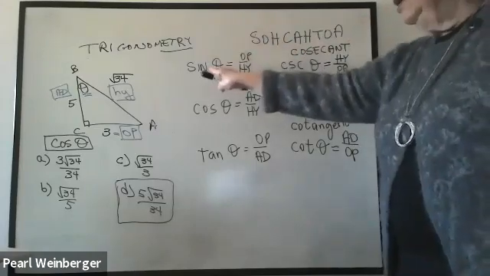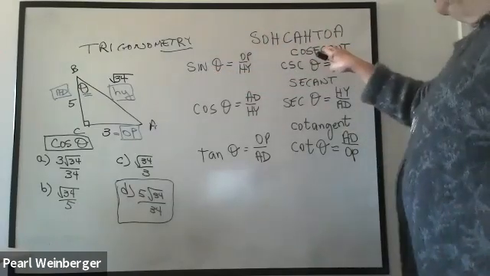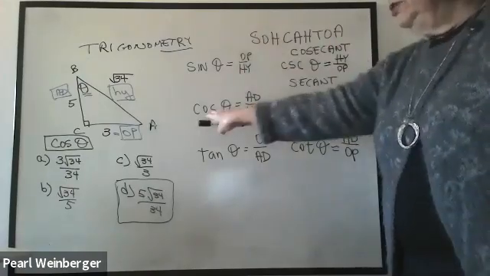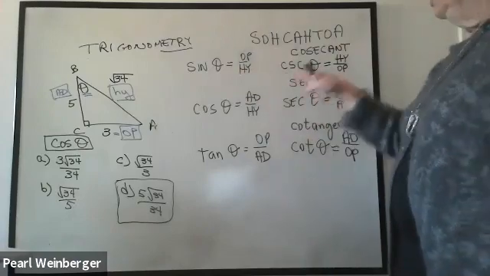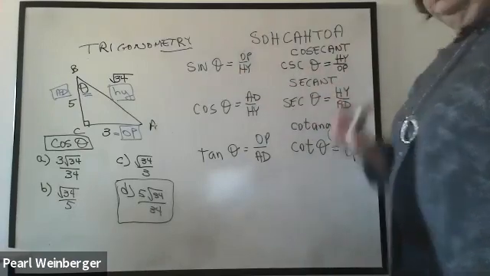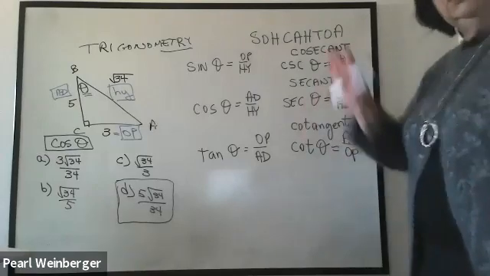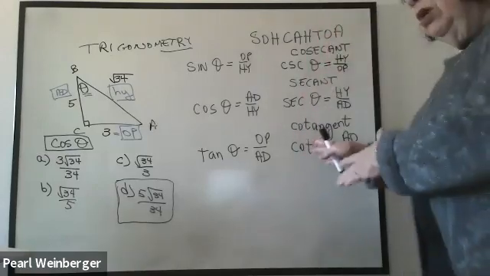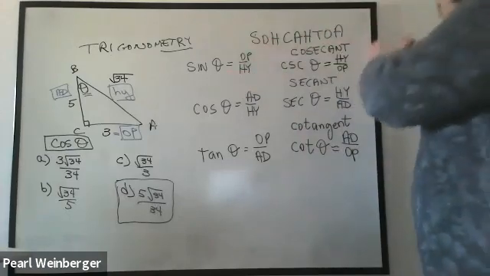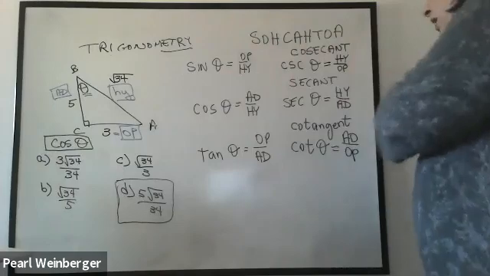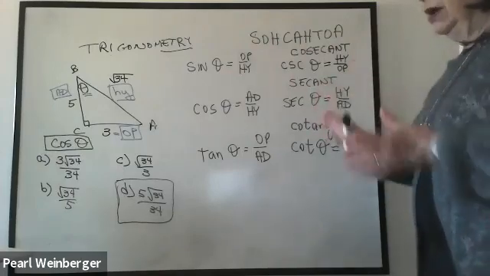So the sine has to go with the one that starts with the C, which is a cosecant. Whereas the cosine, which starts with the C, has to go with the one that starts with the S, which is the secant. That's how I remember it. C with S, C with S. Co with no co, sine with cosecant, cosine with secant. And that's how I remember it.